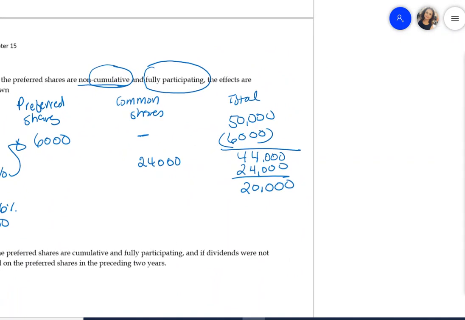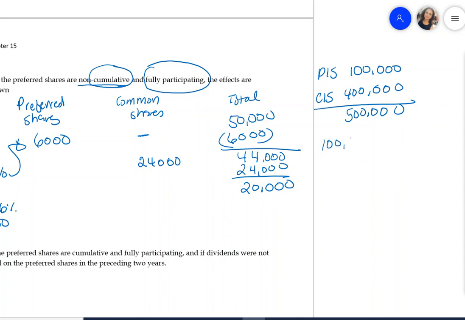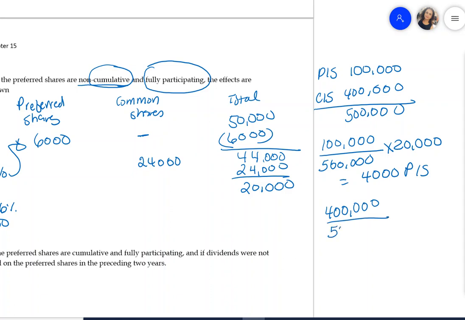So we know we have a preferred share. The value of preferred share is 100,000. We know we have a common share. The value of common shares is 400,000. The total value of both preferred and common is 500,000. So we need to distribute 20,000, and we want to know how much goes to preferred and how much goes to common. If we do 100,000, that's the preferred, divided by the total value, multiplied by what we need to distribute, that gives you how much should go to your preferred share. Then we do the same thing: the value of your common share divided by the total value, multiplied by the 20,000 that we're trying to distribute, which will give me 16,000.